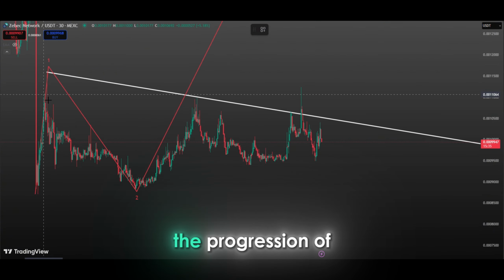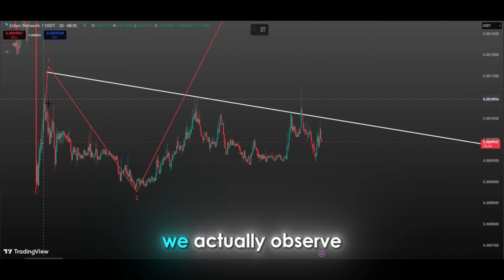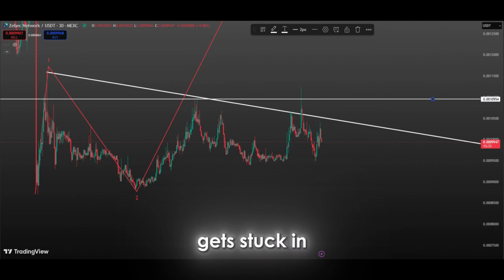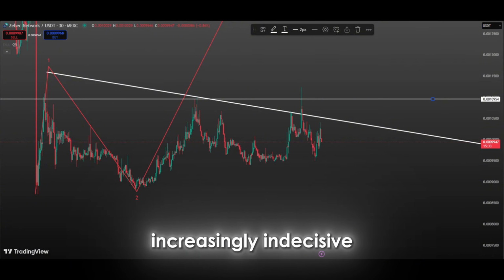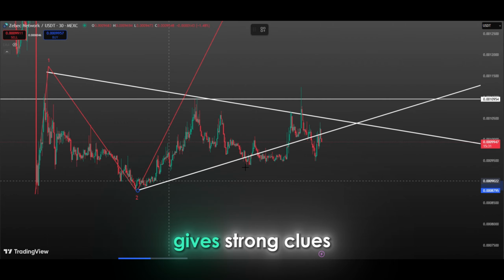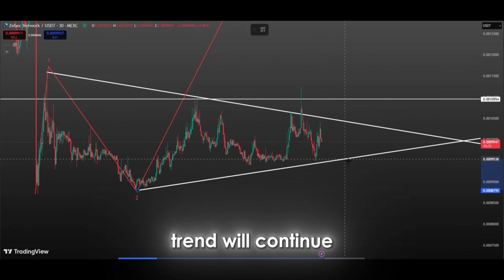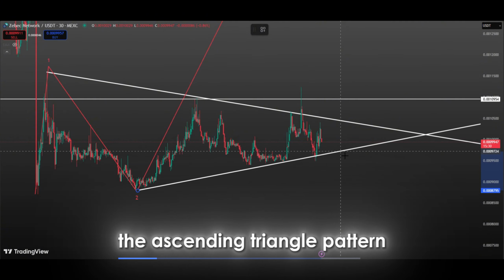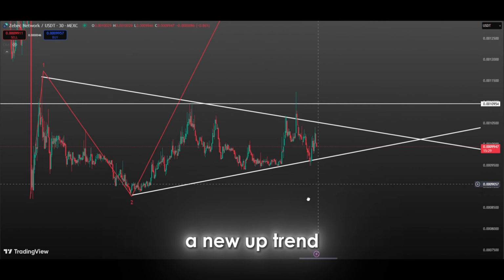When we watch the progression of the ascending triangle pattern, we actually observe an important structure with a deeper meaning. As the price gets stuck in this structure, the market becomes increasingly indecisive and eventually reaches an important decision point. This type of pattern usually gives strong clues about the direction in which the trend will continue. Therefore, each step inside the ascending triangle pattern may be laying the foundation for a new uptrend.